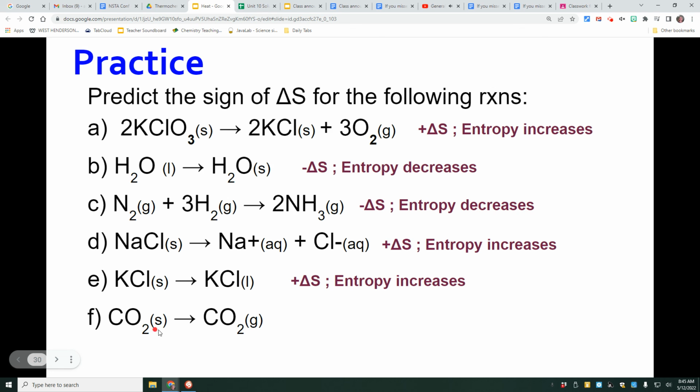All right, we're going from a solid to a gas. And so gases are way more disordered than solids. And so delta S is positive for this one. Our entropy is increasing. And this is called sublimation, going from a solid directly to a gas. This is dry ice subliming and the reaction for that.